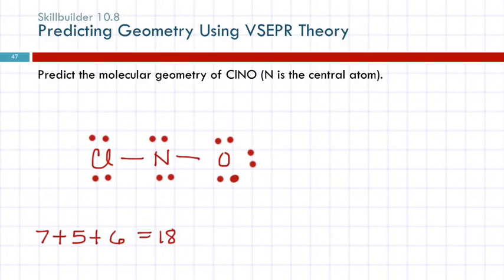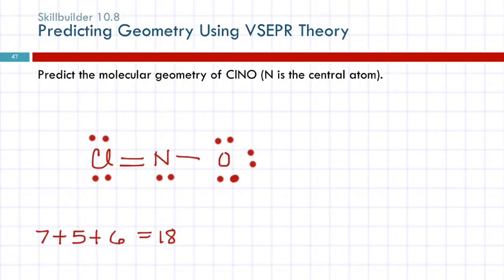Okay, so what do we do? We need to make a multiple bond, right? So to make a multiple bond, I'm going to take a lone pair from this central atom and share it with this chlorine because it's short some electrons here. So now the chlorine has 2, 4, 6, 8. The nitrogen has 2, 4, 6, 8. And the oxygen has 2, 4, 6, 8. So everybody's got 8 valence electrons.